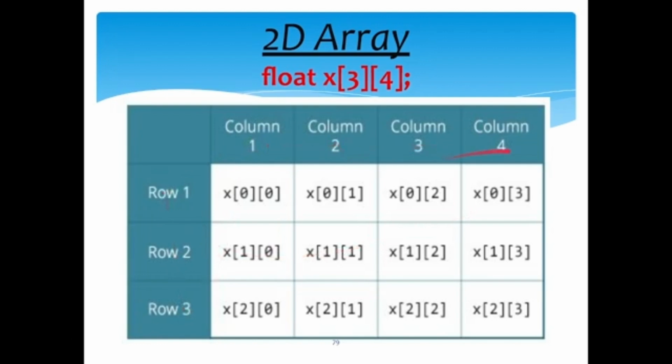This indicates 0 1 2 3. Okay, 0 1, 0 2. Sorry, 0 0. 0 1, 0 3 indicates this, 0 4 indicates this. Similarly, 1 0 indicates this, 1 1 indicates this, 1 2 indicates this, 1 3 indicates this. Similarly, 2 0 indicates this, 2 1 indicates this, 2 2 indicates this, and 2 3 indicates this. Okay, this is your small representation of 2D array.